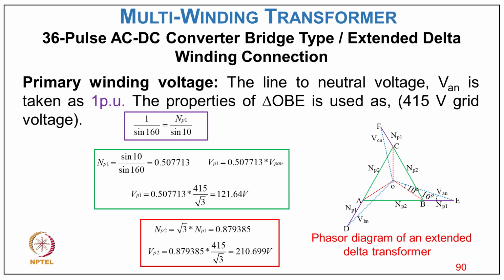Then the primary winding voltage, the neutral line voltage, is 1.8 of the property of this triangle, as you can see, for a 415 volt grid. So you can find the turns ratio, and then the primary voltage NP1, and then the smaller winding voltage of the order of 210, or NP2, the fraction of turns. So this gives the design calculation from a simple geometrical relation.